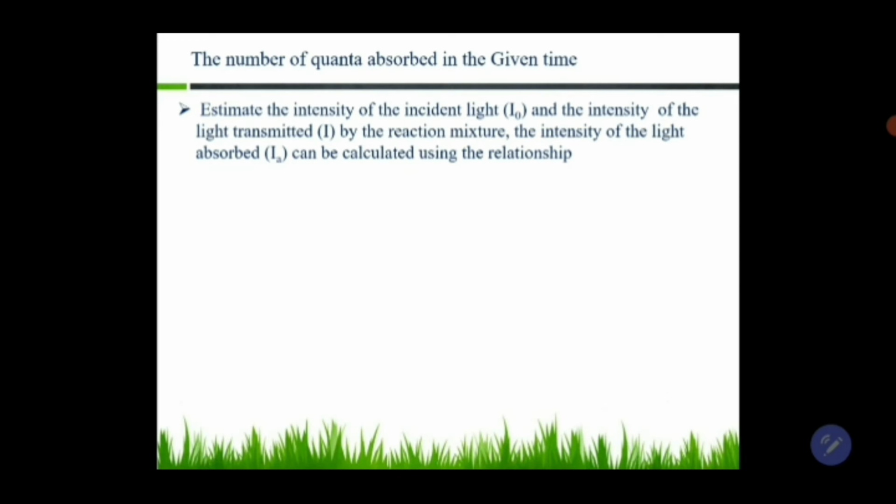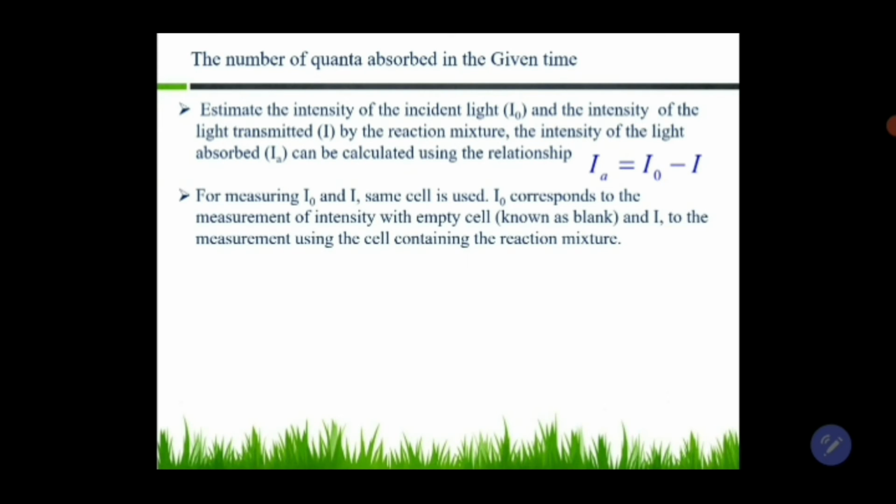In order to estimate the intensity of light observed, we need to find out the intensity of the incident light and the intensity of the light transmitted. That could be found out by this equation, Ia is equal to I naught minus I. And how do you determine the intensity of the incident light and the intensity of the light transmitted?